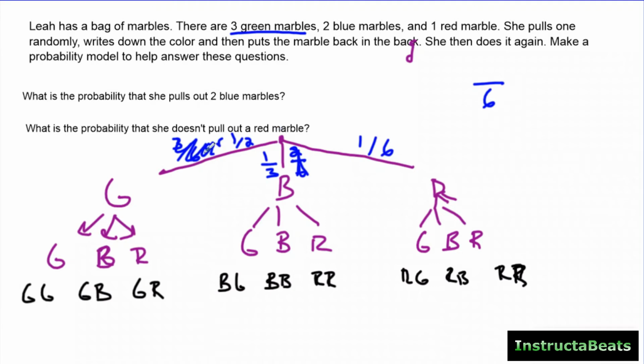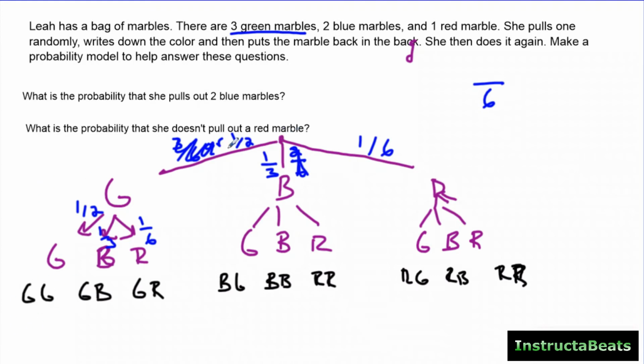So now, because you put the marble back in, the odds are the exact same again. So for you to pull green again would be 1/2. For you to pull blue would be 1/3. For you to pull red would be 1/6. So the way this works is, this is called the multiplication rule for independent events. All you're going to do is multiply your probabilities like you're multiplying fractions, and that will tell you the probability for your outcomes.